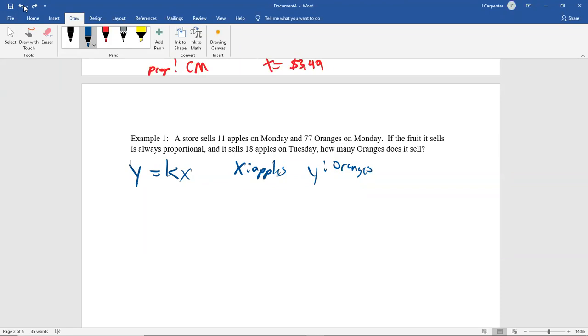All right, so let's run the first scenario through. Let's do the 11 apples and the 77 oranges. So the 11 apples would be the X, the 77 oranges would be the Y. So the 77 goes on the left equals K times the X, which was again 11. Oranges, apples. Pay attention, put things in the right place.